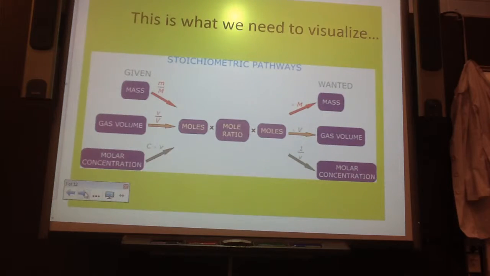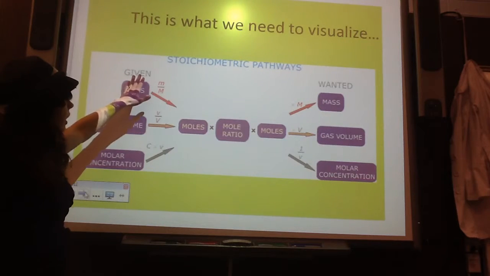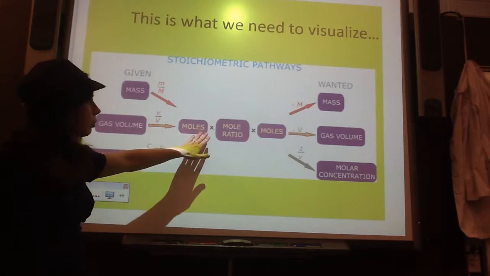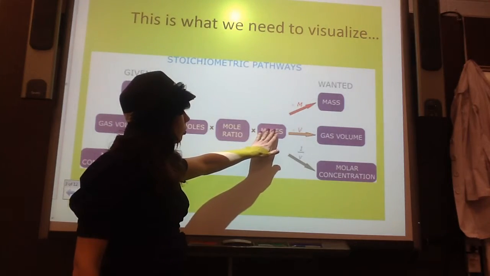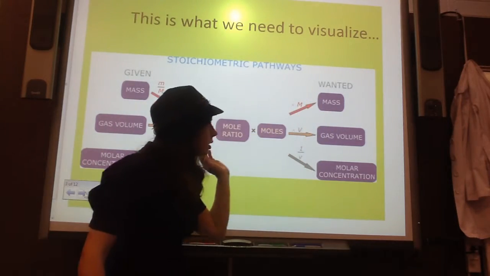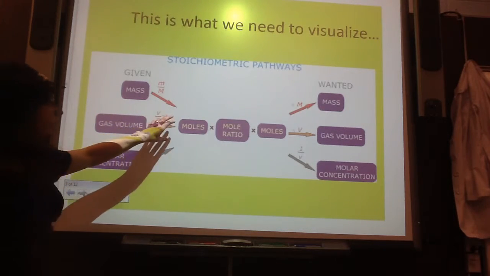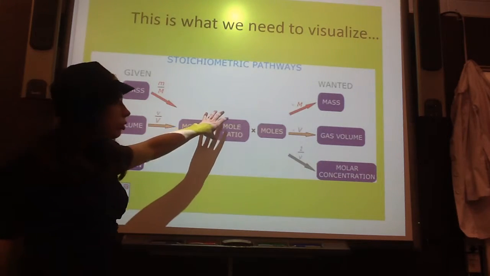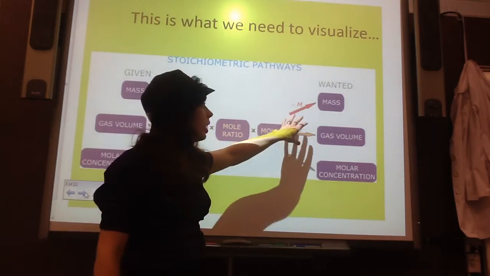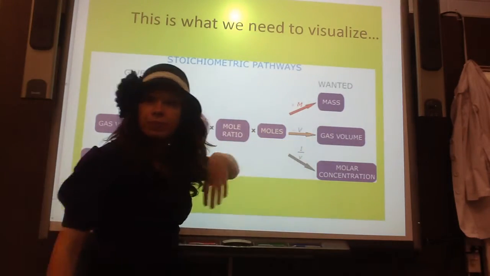So, again, the diagram I showed you yesterday, so we've done figuring out, if we're given a mass, we convert it to moles, do our mole ratio, and convert back to mass. So now we have a volume of gas, we have to put it into moles, do a mole ratio, find moles, and put it back into volume. Okay?